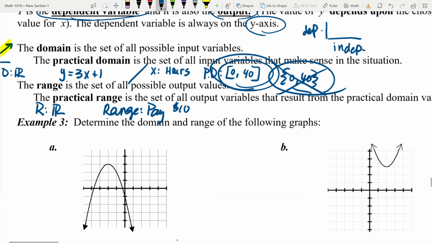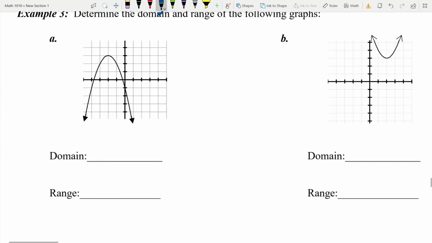So guys, if you work 0 hours, you make $0. So the practical range would be from 0 to, if you work 40 hours, 40 times 10 is 400. So you're going to make anywhere from 0 to $400. Okay, who says I understand that? Let me see up high. Okay, great. Find the domain and range.